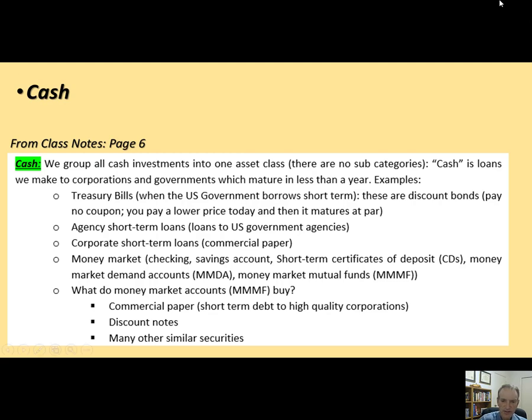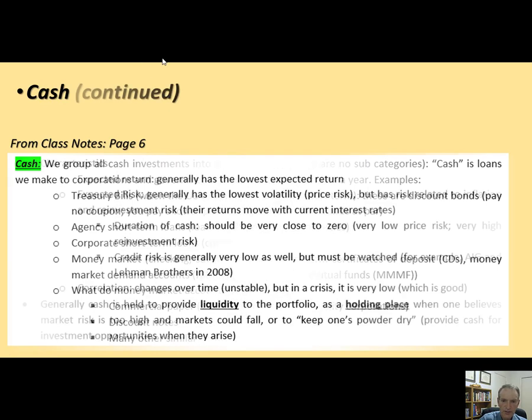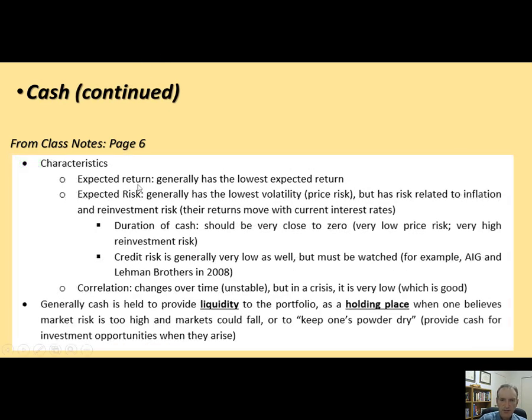So we generally think of these as very low risk securities, so their expected return is generally very low. We generally think of them as having low risk because they have low volatility. Their prices really don't change at all. They stay the exact same price. The risk you have with cash is inflation risk and reinvestment risk.